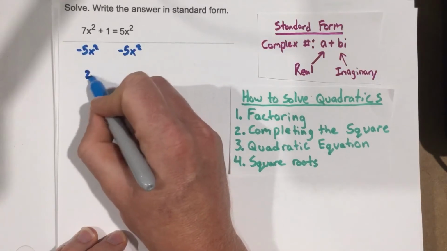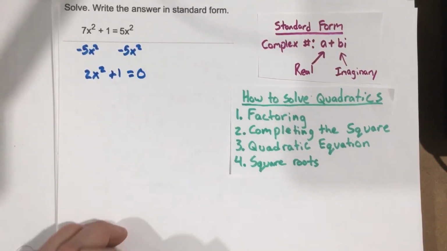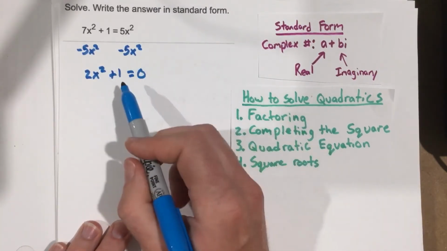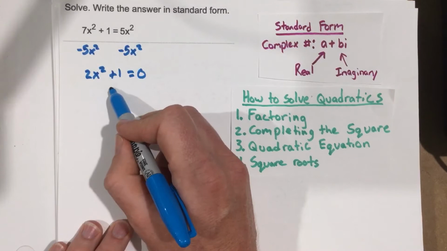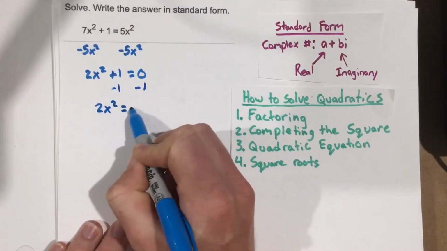That gives you 2x squared plus 1 equals 0. Remember, anytime you solve a quadratic, you want to get it equal to 0 so you can find the zeros, right? In this situation, you're going to see that we're going to end up with complex numbers, which makes sense because we're in that section. But we're going to subtract the 1. We get 2x squared equals negative 1.